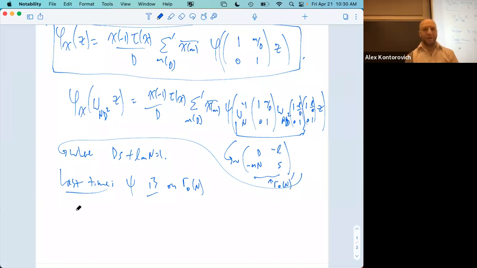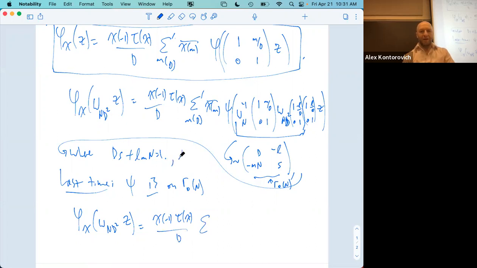Okay, but let me just record this fact about phi and psi, that was our assumption. That's a consequence of the fact that phi is assumed to be on gamma naught n. And that's how we showed that this phi psi thing gives us this functional equation. Okay, so I'm just going to record this formula: chi of -1, tau of chi over d, a sum. I'm going to change from m's to l's. So L is congruent to -mn bar mod d.